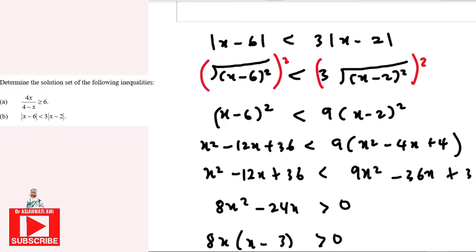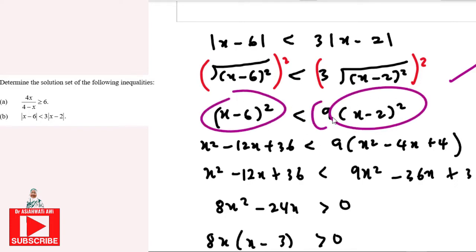Okay, for this question, to get rid of the modulus, square both sides. Okay, then we get x minus 6 squared less than 9 times x minus 2 squared. Expand this bracket and also this bracket. Make sure this is 9. Okay? 3 squared is equal to 9.